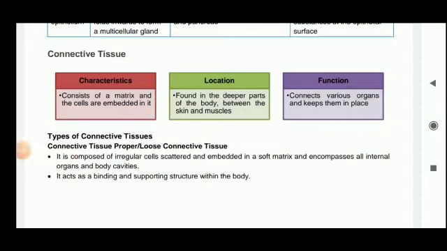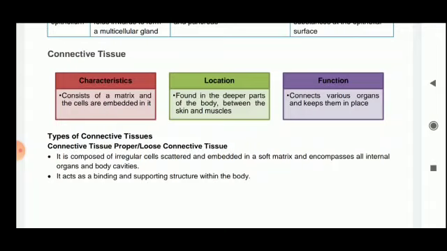Now come to the second type of animal tissue, what is it? Connective tissue. We have learned about the epithelial tissue. Now we are going to discuss connective tissue. Let's see its characteristic, location and function. Connective tissue consists of a matrix and the cells are embedded in it, and location is found in the deeper parts of the body between the skin and the muscles.